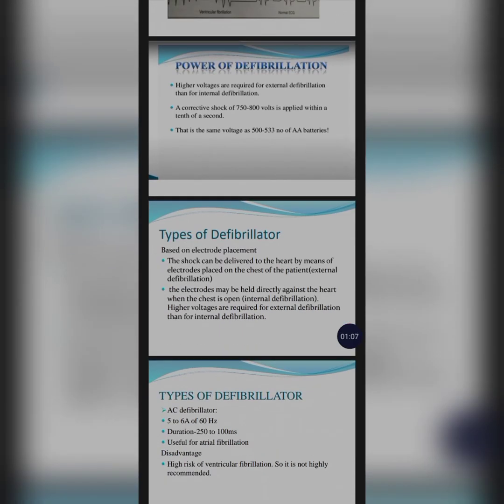Types of defibrillator. Based on electrode placement, a shock can be delivered to the heart by the means of electrode placed on the chest of the patient. External defibrillation. The electrodes may be held directly against the heart when the chest is open. Internal defibrillation. Higher voltages are required for the external defibrillation than for the internal defibrillation.